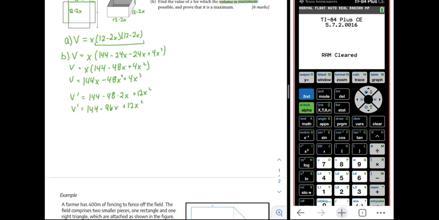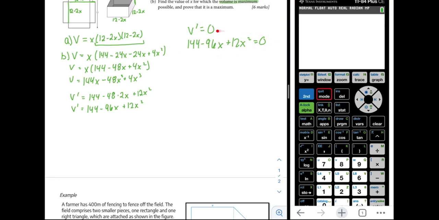Now the objective is to find the maximum volume. So in order to find the maximum volume, I need to find when my derivative is equal to 0. So I'm going to ask myself, when is 144 minus 96x plus 12x squared equal to 0? And I'm going to use my calculator for this.